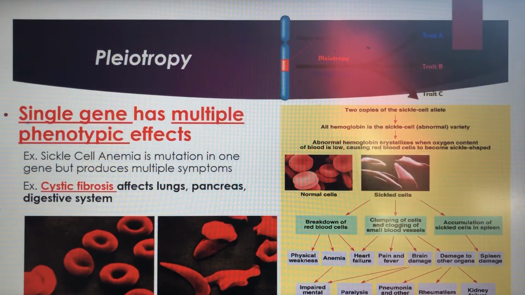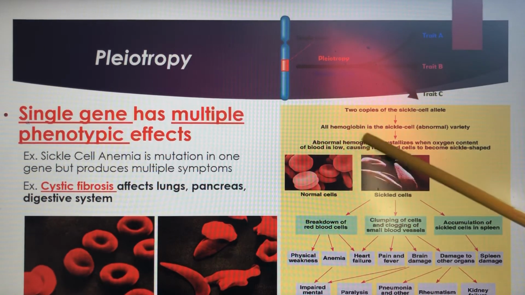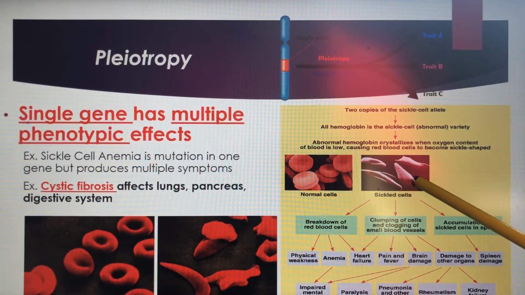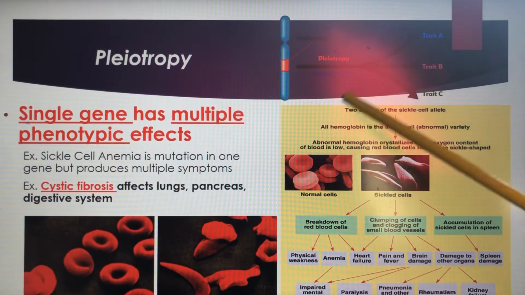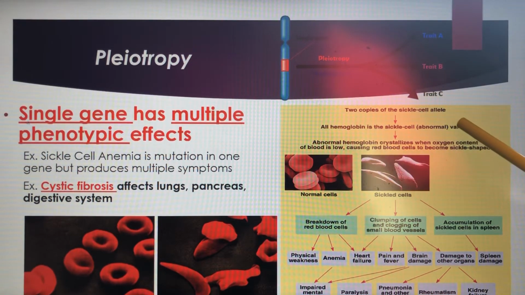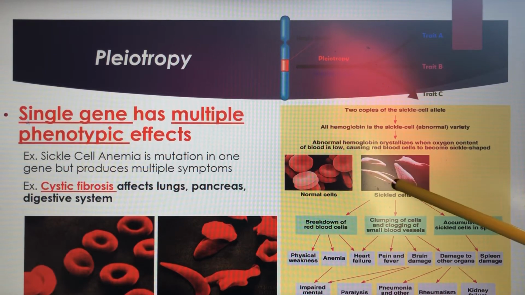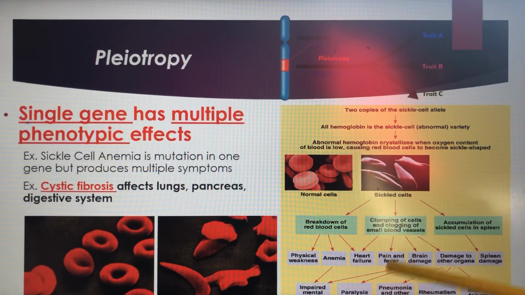and it affects the lungs, the pancreas, and the digestive system. This picture here is showing you sickle cell and how, again, to express sickle cell, you have to have two copies. And these are the array, or the pleiotropy, of effects, okay?